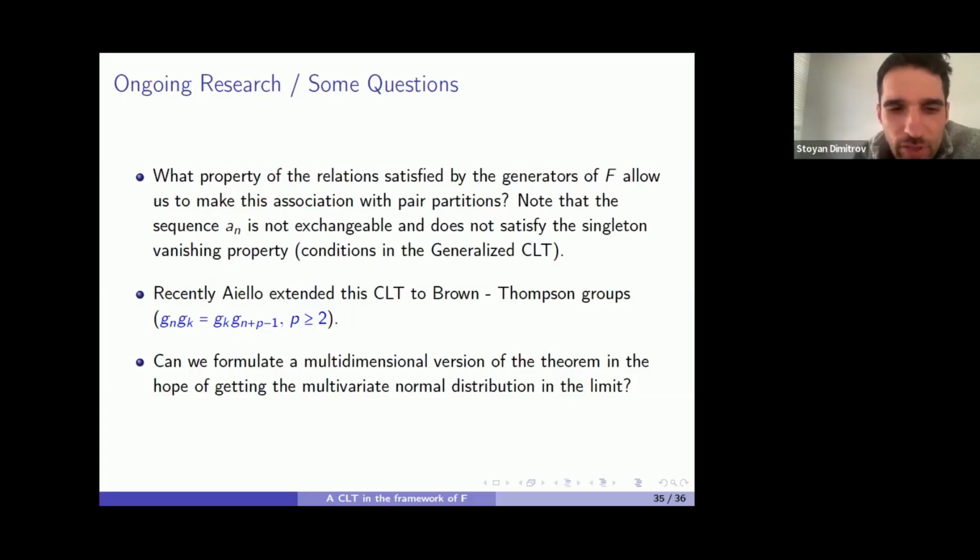Another quick question is about the second bullet on this slide, these Brown-Thompson groups. Is the limiting distribution still normal for other values of P? Yes, that's what was shown in this paper. That was maybe a year after I had my preprint up. ILO showed that it extends to all of these groups as well.